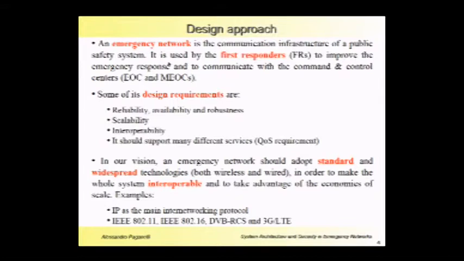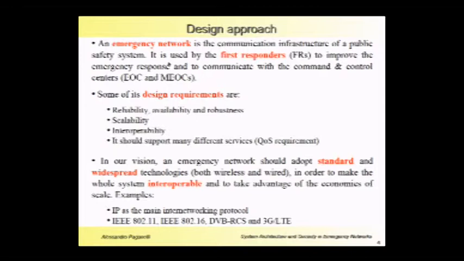First of all, an emergency network is a communication infrastructure for a public safety system that can be used to provide communication support to the first responders operating on the field, who are the people involved in the emergency response from the very beginning. Some of the design requirements for such a network are reliability, availability, robustness, scalability, interoperability, and it should support many different services. We can translate this latter requirement into a QoS.